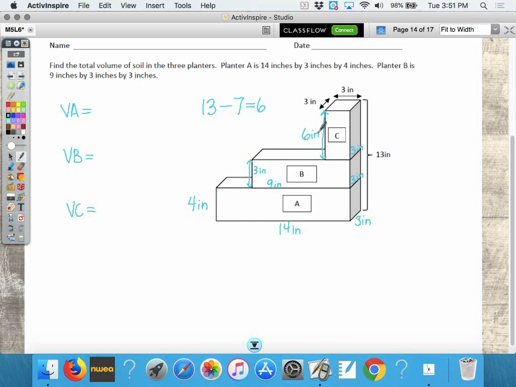Okay, so you have all those dimensions. You're going to do length times width times height, length times width times height, length times width times height. And after you finish those, remember you have to add the volume of A plus the volume of B plus the volume of C, and that will equal the total volume of the entire set of planters.